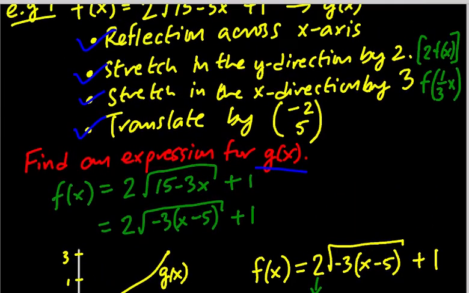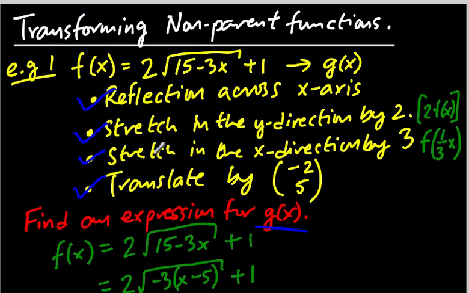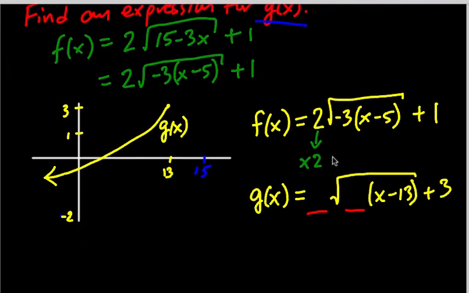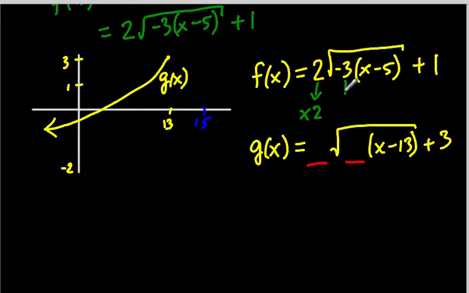Now let's go back here, where I said a stretch in the x direction by 3. In functional notation, that means f of 1/3 x. So whatever number was there before, I have to multiply that by 1/3. So this -3 here needs to get multiplied by 1/3.